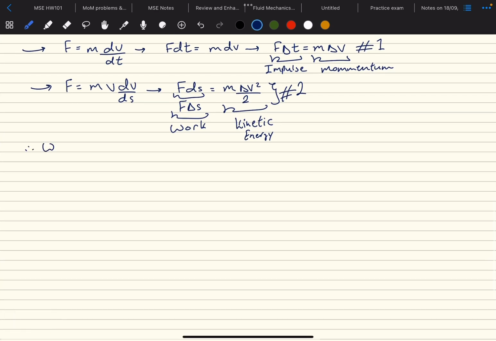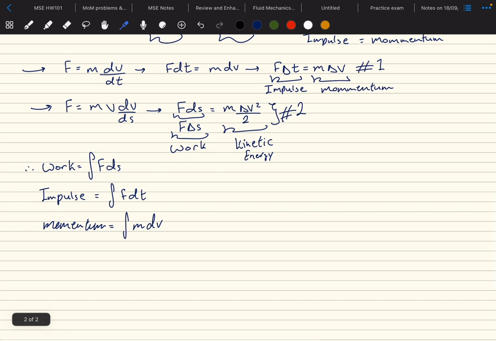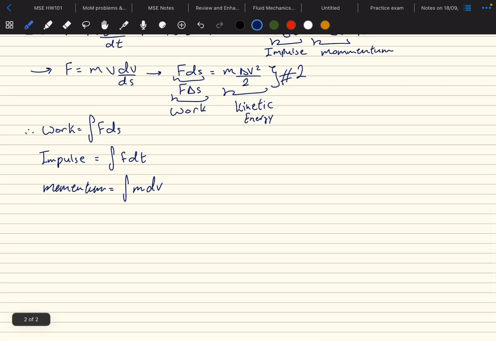Therefore, work is equal to F ds, impulse is equal to F dt, and momentum, I spelled that wrong, m dv. All right, now we've got momentum, impulse, kinetic energy, and work. There's only one thing that's missing, and that's potential energy.